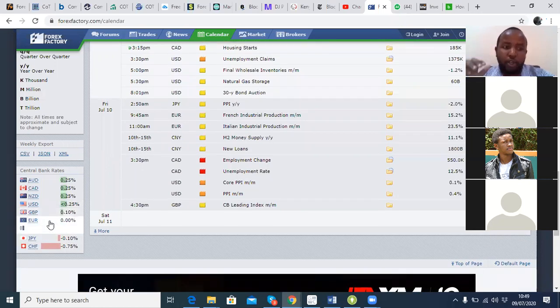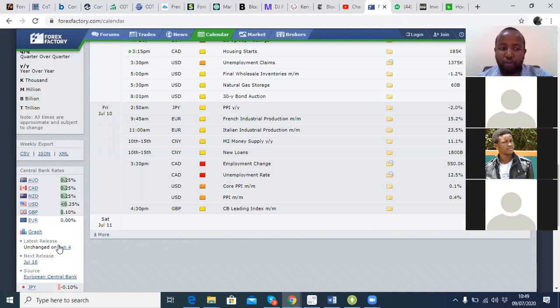The reason why the euro remained the same, you can see it's unchanged on June 4th. The euro, or the eurozone area, is usually the biggest economic bloc, the biggest market in the world. The reason they didn't cut is that most of the European countries were able to handle the virus very quickly: Germany, France, Switzerland, Sweden, and all those other countries. They did not want to break the euro, because the euro is very strong in terms of business, in terms of value, and in terms of return.